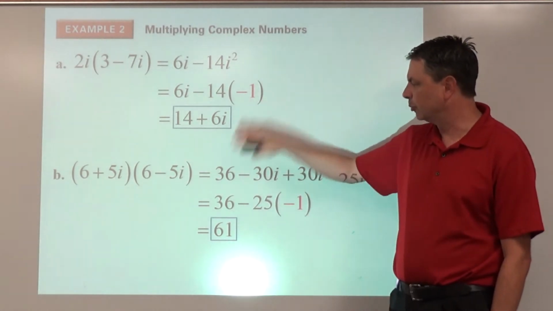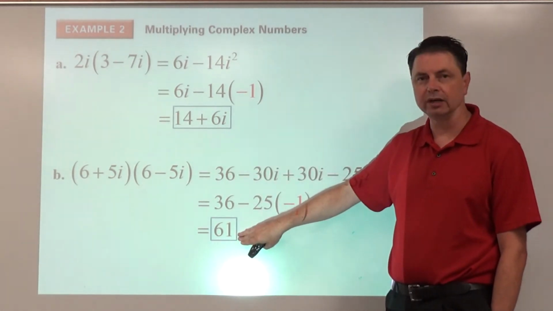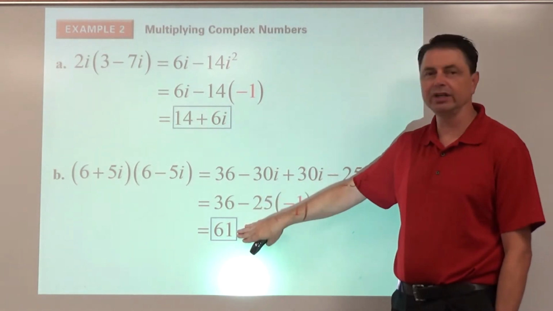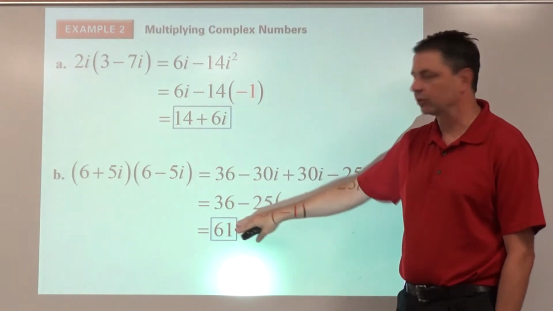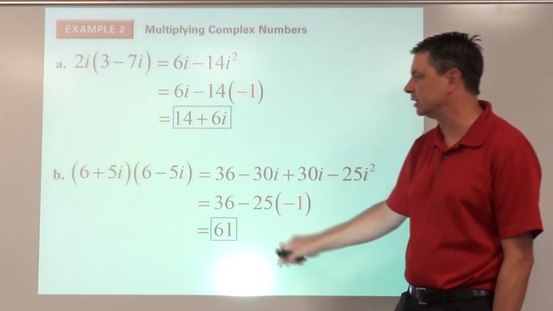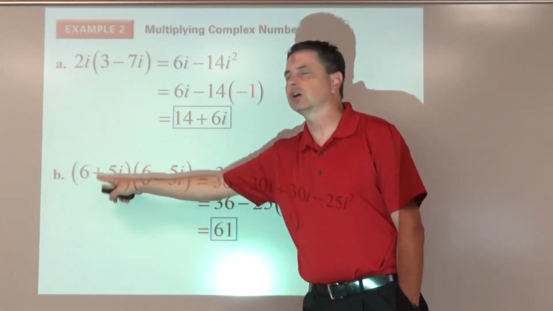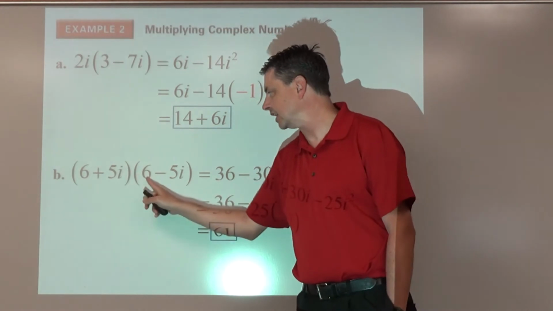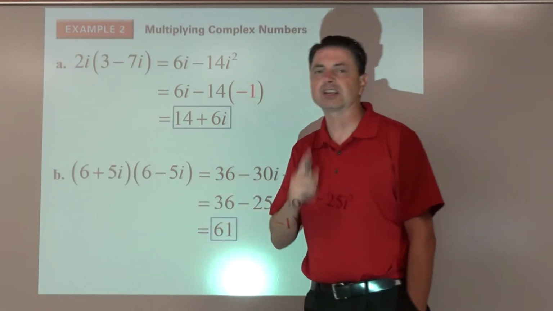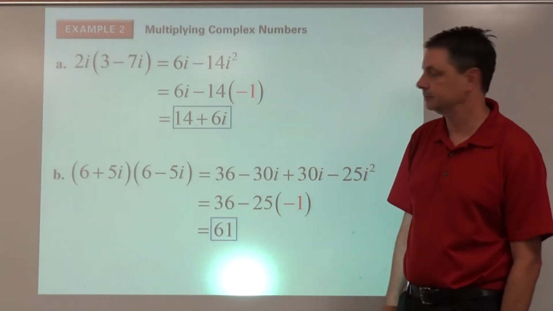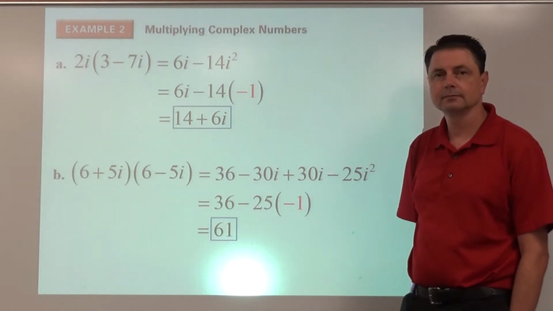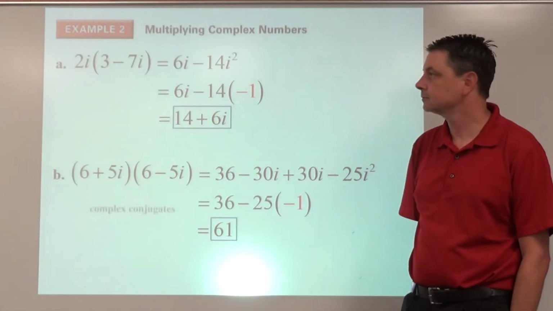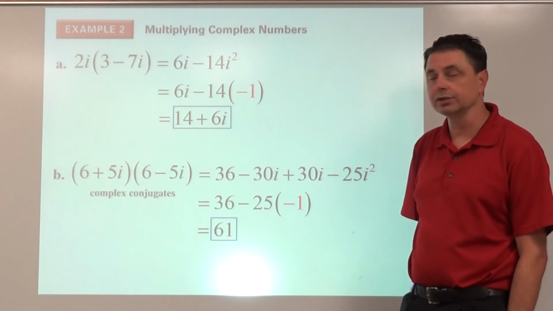That was kind of an important result here, where we got a real number by multiplying, and the only reason that happened is that these are conjugates, and particularly complex conjugates. The a's are the same, and the b's are the same except for their sign. Complex conjugates.